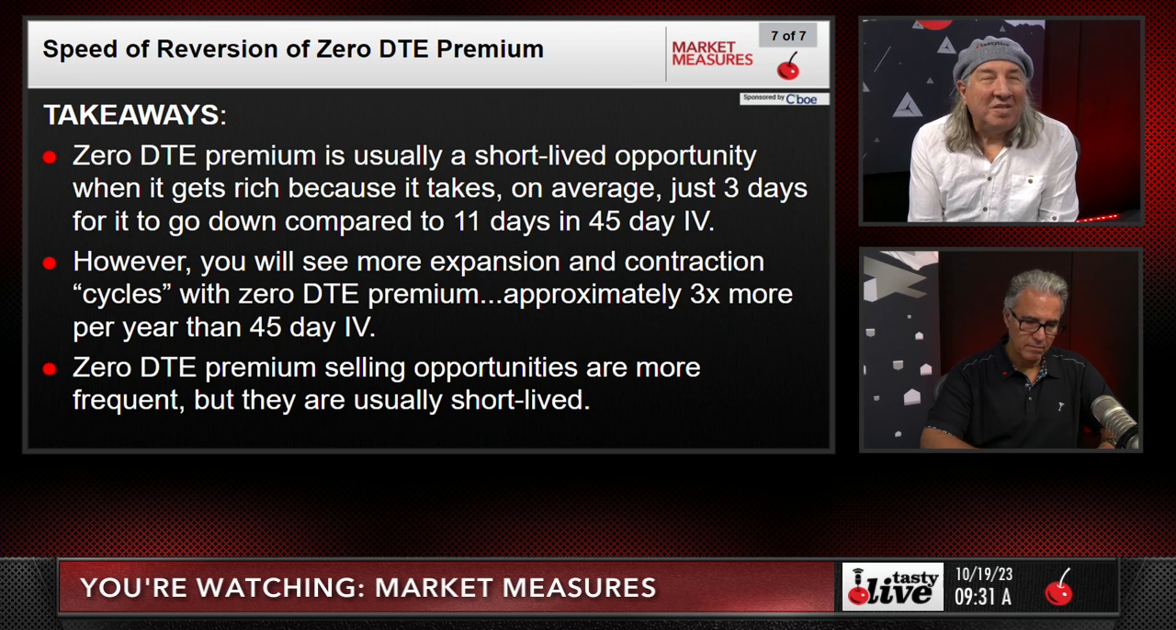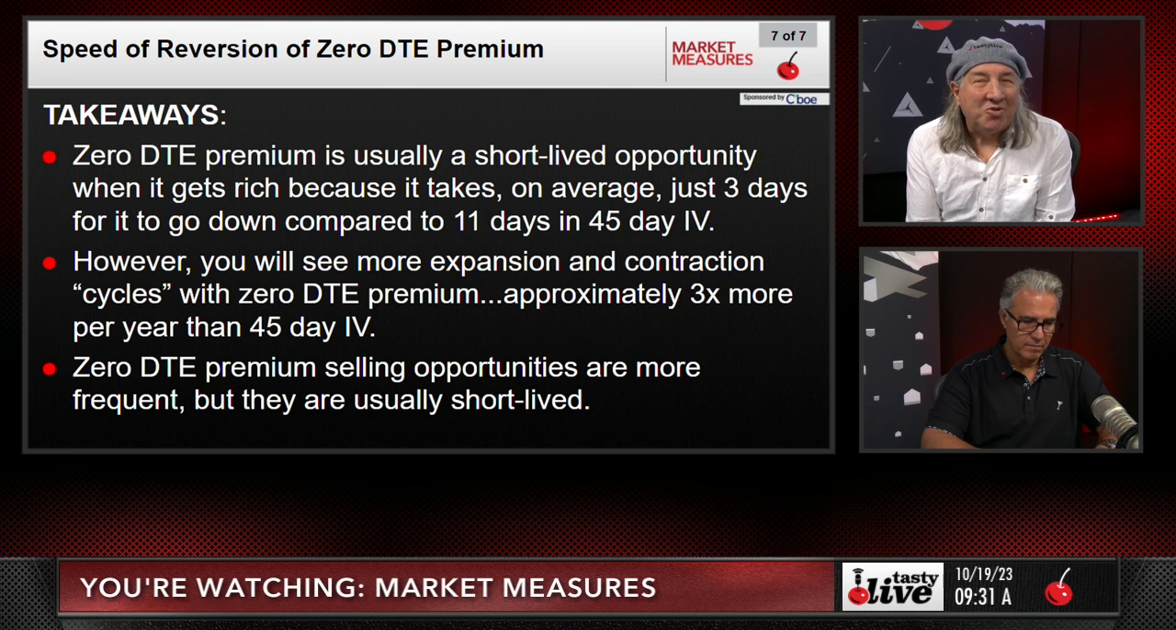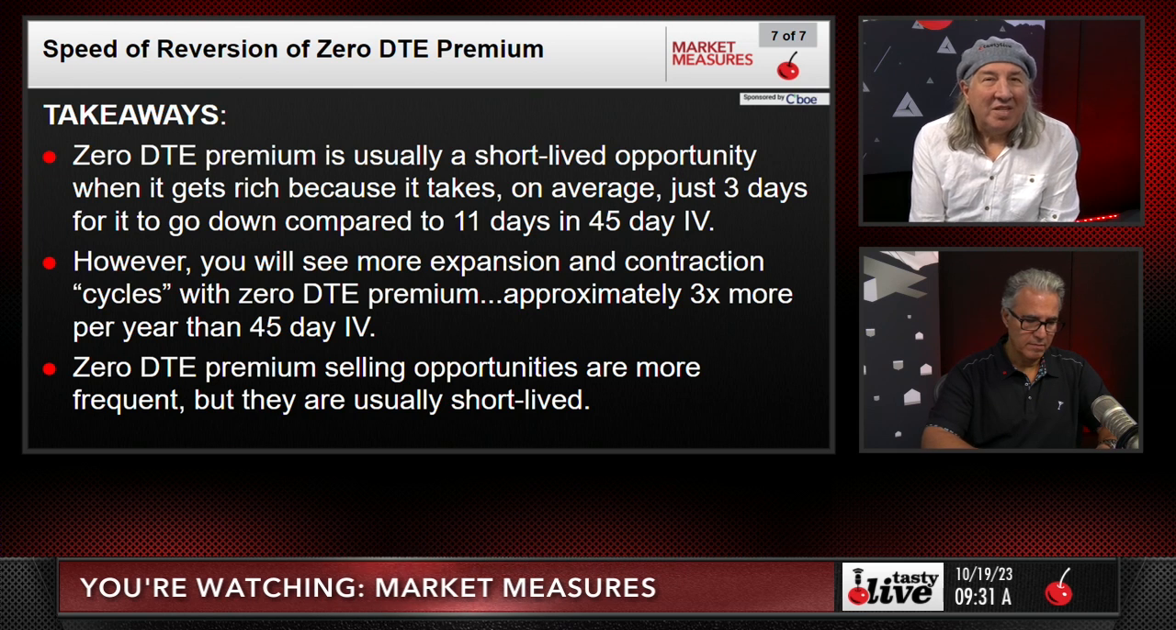So the 2 most important takeaways are the first 2, which is it takes just 3 days as opposed to 11 days on the zeros, and you just get a lot more cycles per year with the zeros. Good job. Good job out of the team.